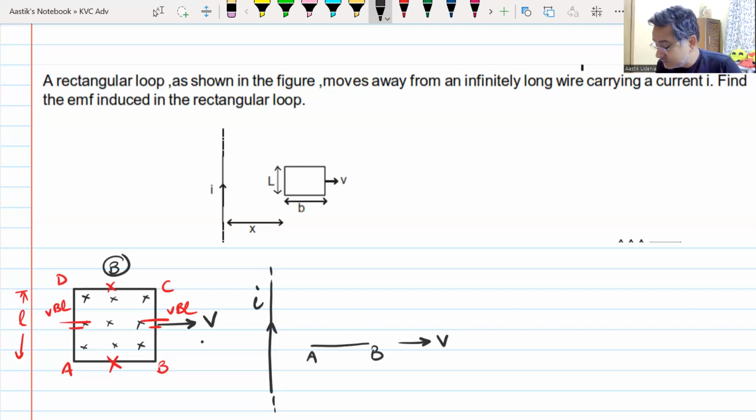Why 0? Perpendicular velocity is 0, because the length is parallel to V. If any two of the vectors are parallel, the scalar triple product becomes 0.